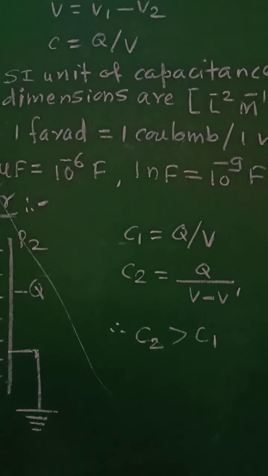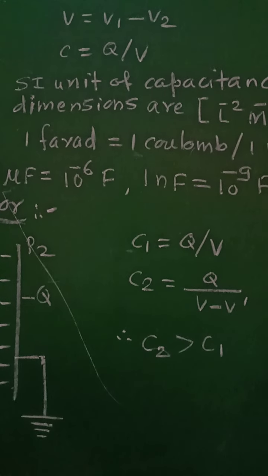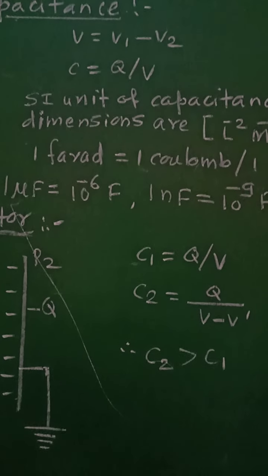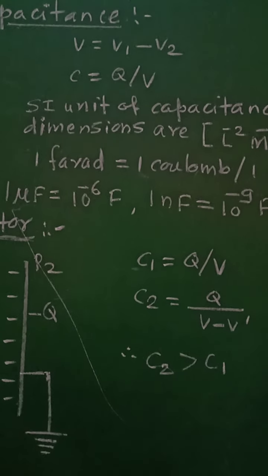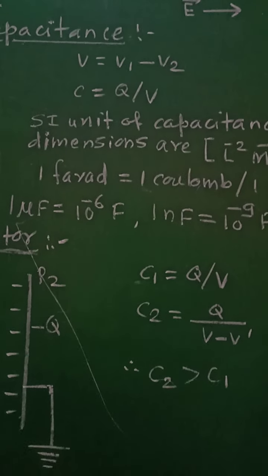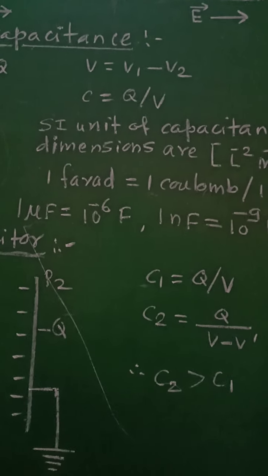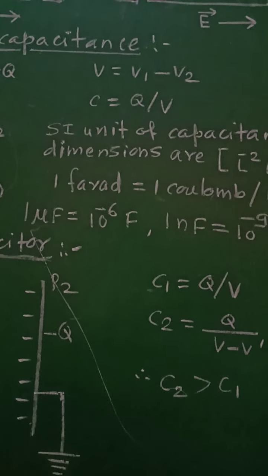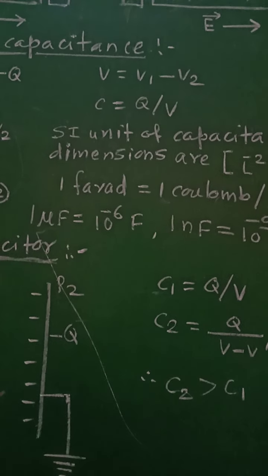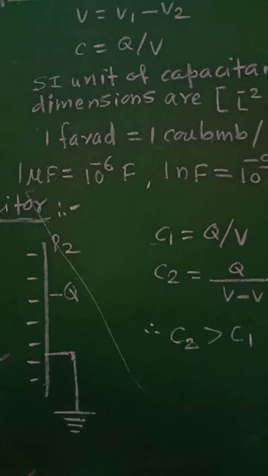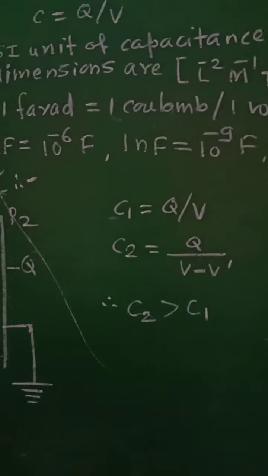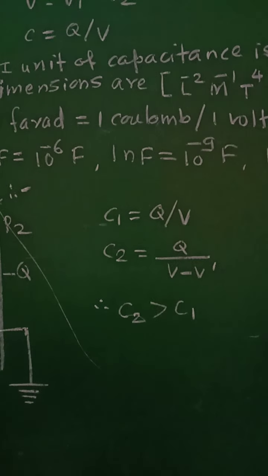The capacitor is denoted by the symbol with two parallel lines. There are various types of capacitors depending on their shapes, such as parallel plate capacitors, spherical capacitors, and cylindrical capacitors. So that was regarding the working principle of the capacitor. The capacity C2 is greater than C1.